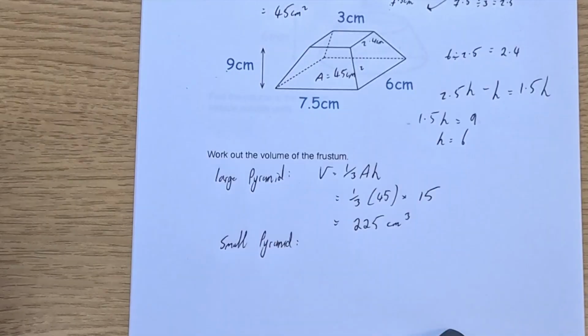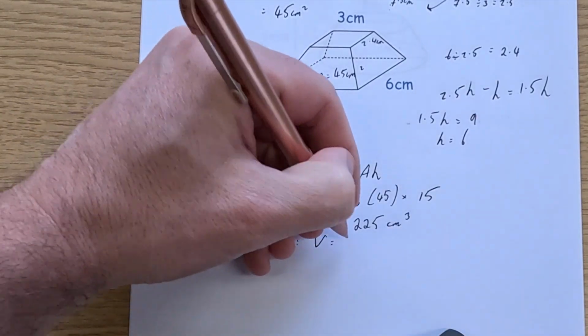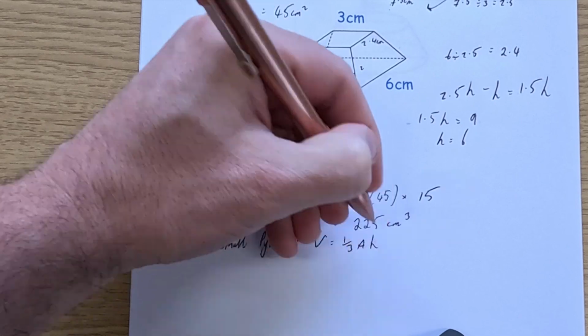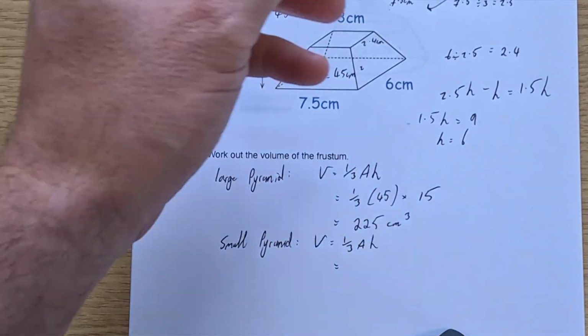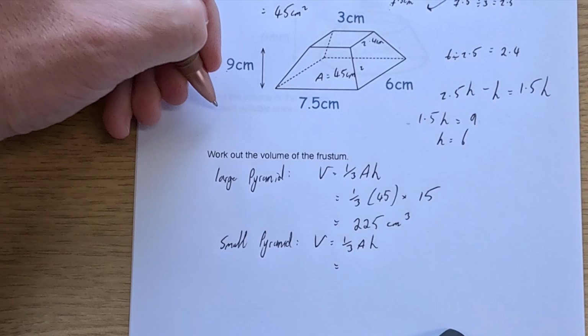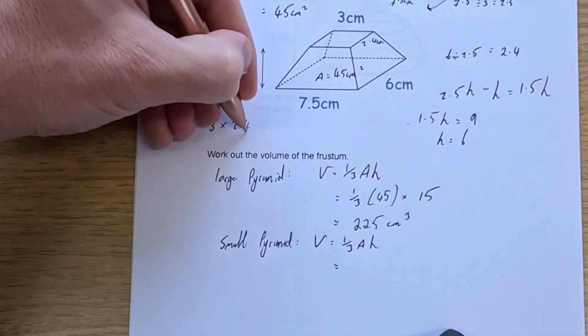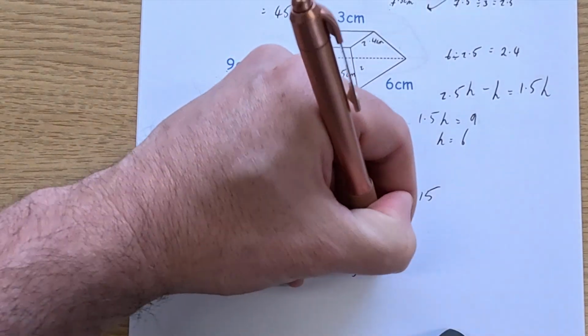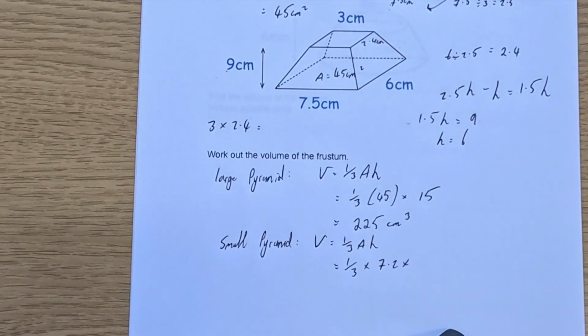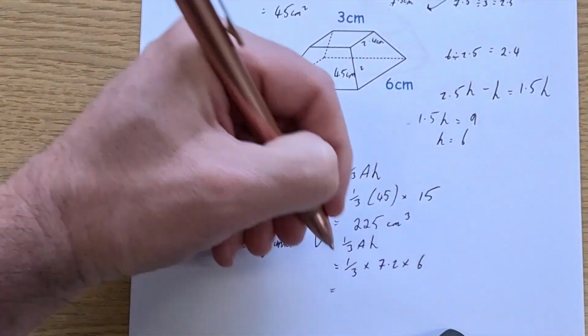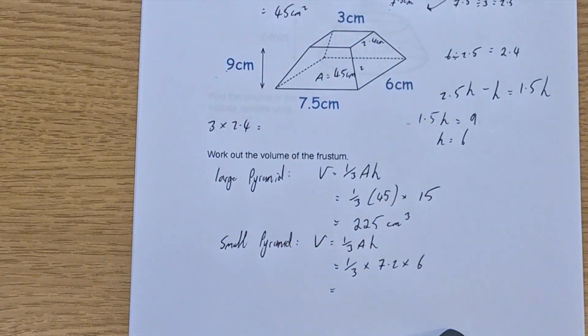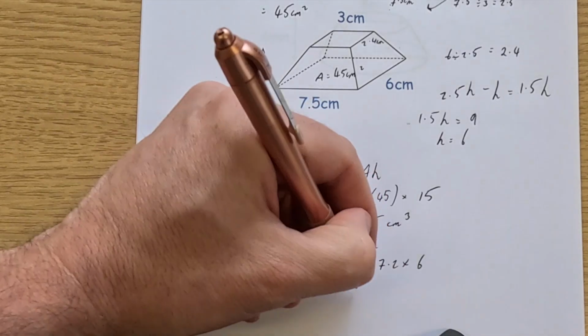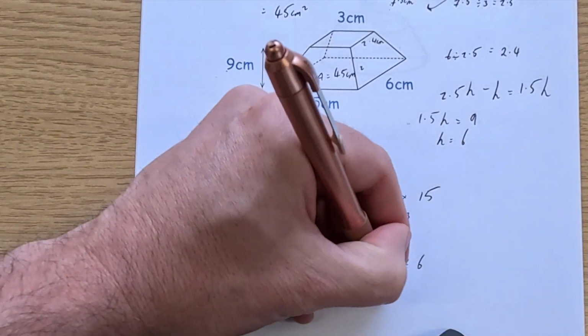So in terms of the smaller pyramid, the volume would be a third the area of the base times the height. The area of the base was 3 centimeters by 2.4 centimeters. So 3 times 2.4 is equal to 7.2. So that's a third times 7.2 times the height of that smaller pyramid, which was 6. When we work that out, we get an answer of 14.4, so 14.4 centimeters cubed.